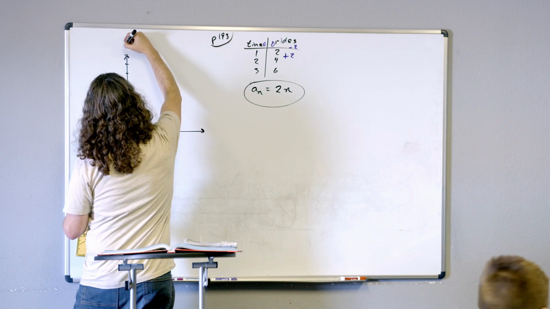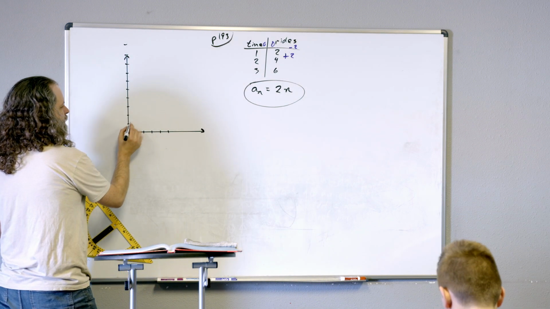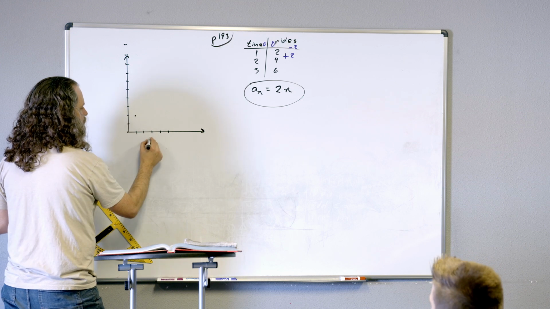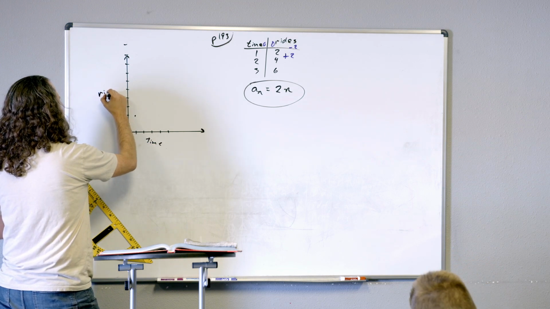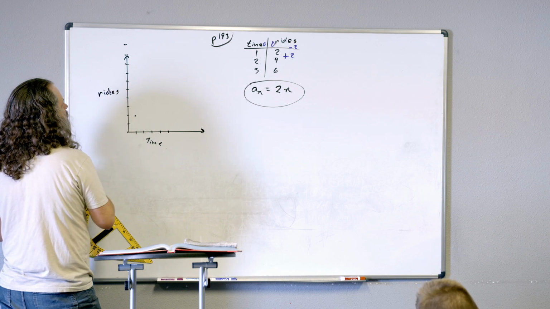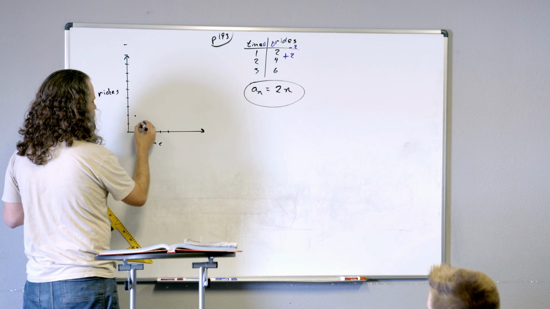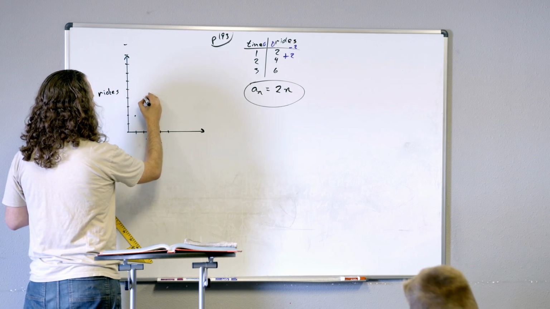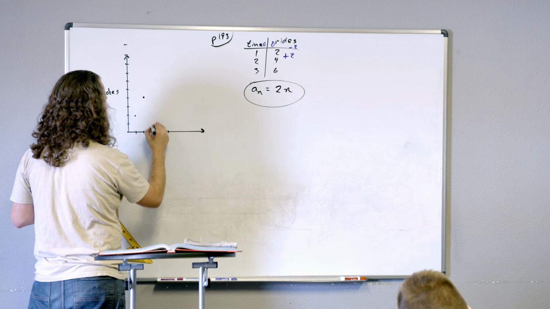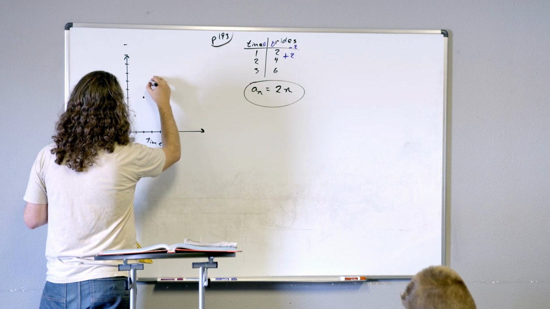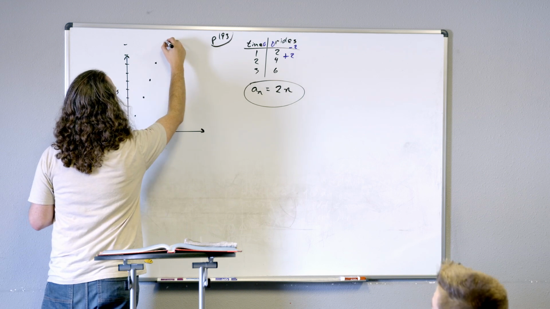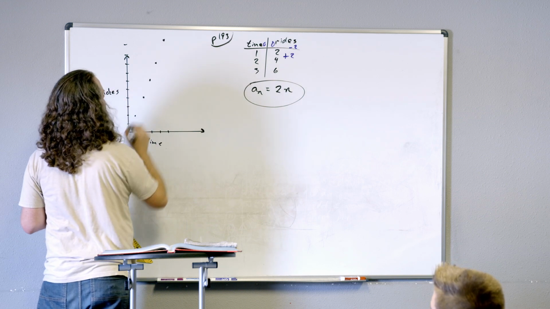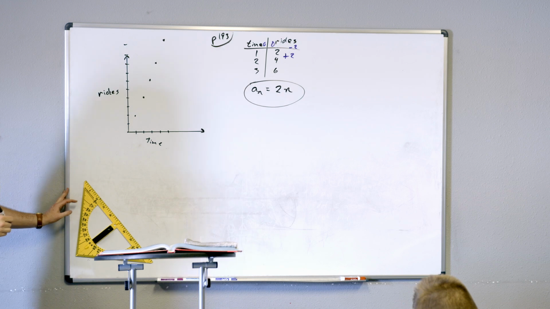All right, so after 1 hour, 2 rides, so this would be the time axis. This would be the rides axis. And after 2 hours, they rode 4 rides. 3 hours, they rode 6. We can assume that if they rode 4, they would get to 8. And at 5 hours, they'd be at 10 rides.